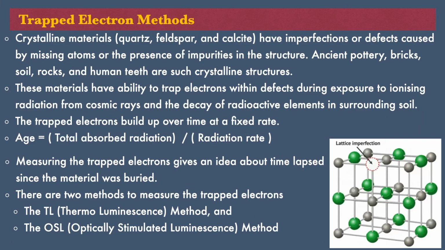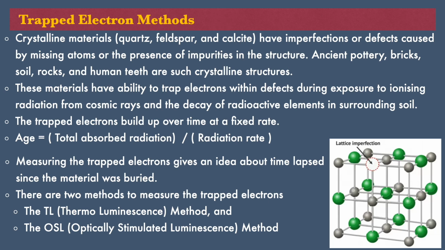Let's begin with the trapped electron methods. Trapped electron dating is a collection of two absolute dating methods. These methods allow dating a crystalline material up to a few 100,000 years ago. All crystalline materials like quartz, feldspar and calcite have imperfections or defects in their structure. These defects have ability to trap electrons released from nearby radioactive elements and also the radiation from the cosmic rays.